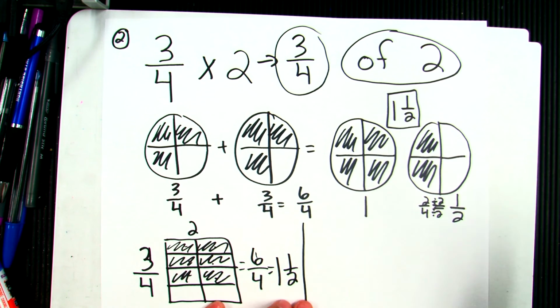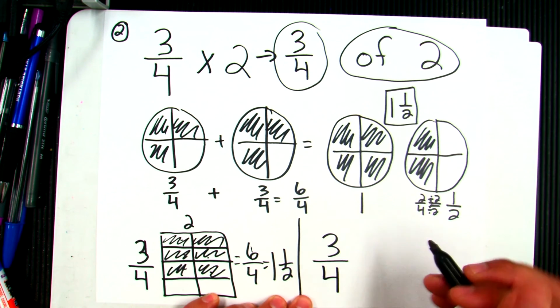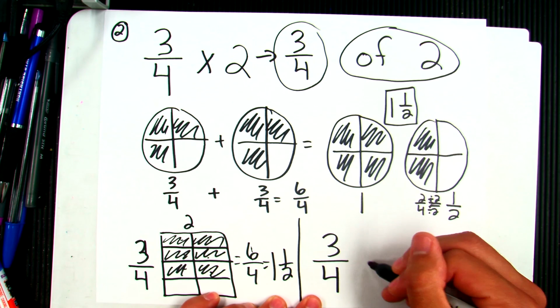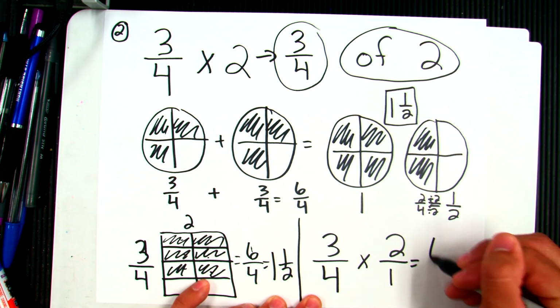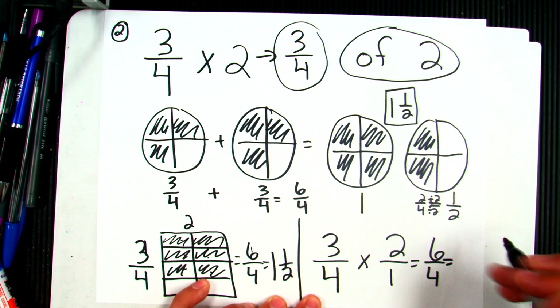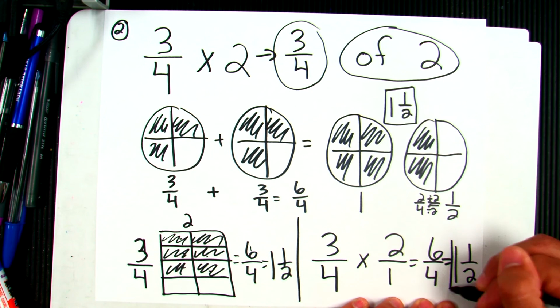The last step is just multiplying it with the standard algorithm. So like I said, under every whole number, there's a 1. So 3/4 times 2/1, which will give you 6/4. And we already know from the work we've done, that's the same thing as 1 1/2.